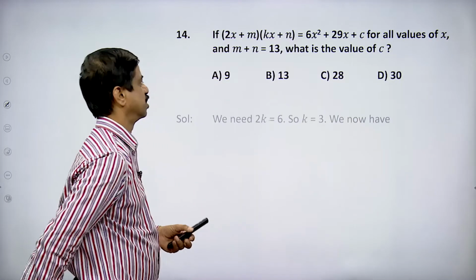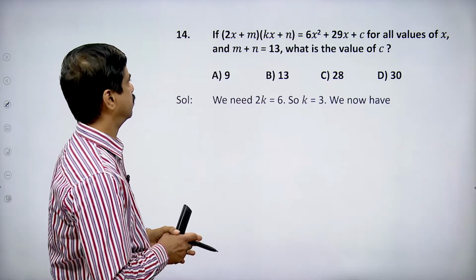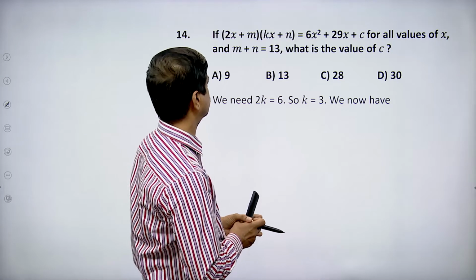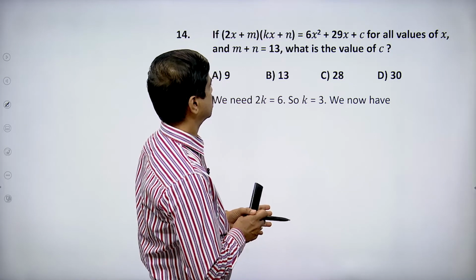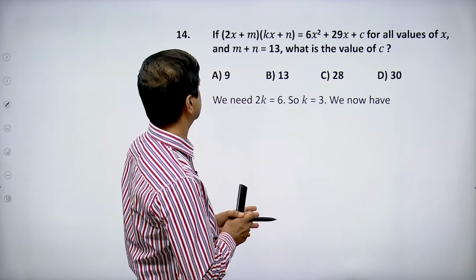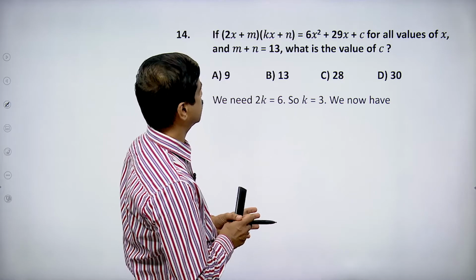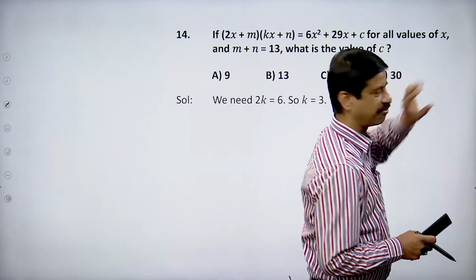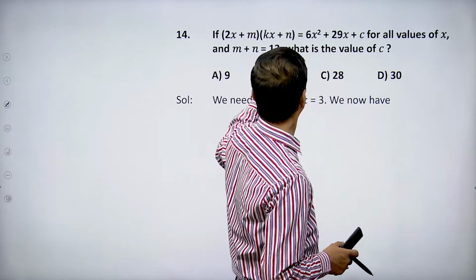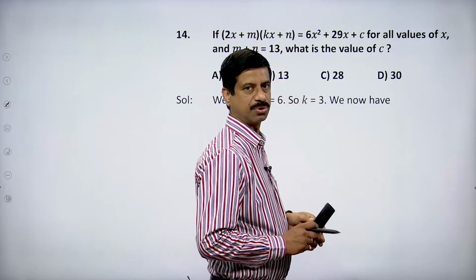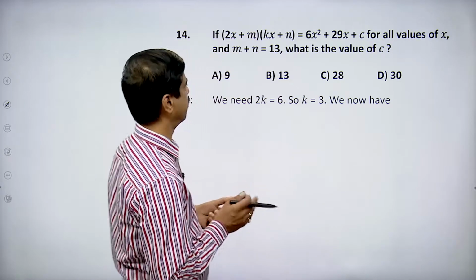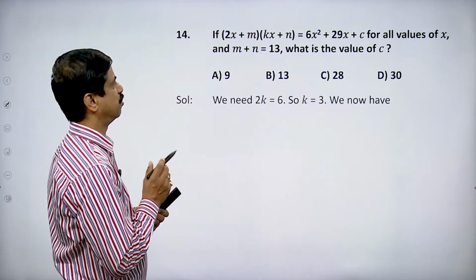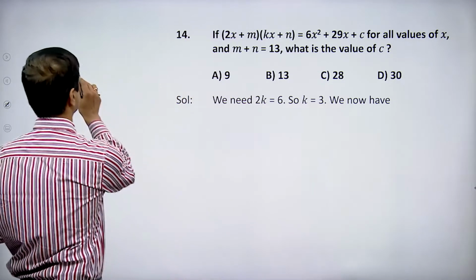So let us see what this is, we should get x values. He is asking to find out what is the value of c, and for what values of x m plus n equals 13. For all values of x, sorry, not for what values. For all values of x, m plus n is 13. So the sum of the things is 13, he gave. Now we should find out the value of c. So m plus n equal to 13 we know.